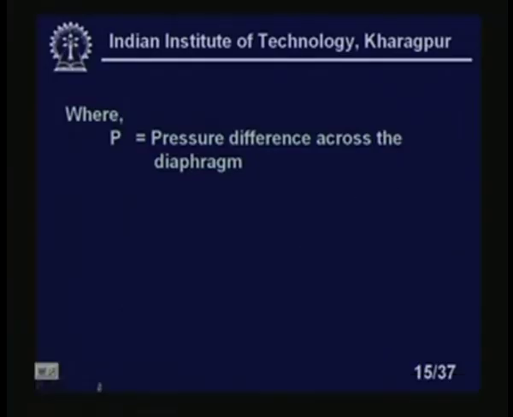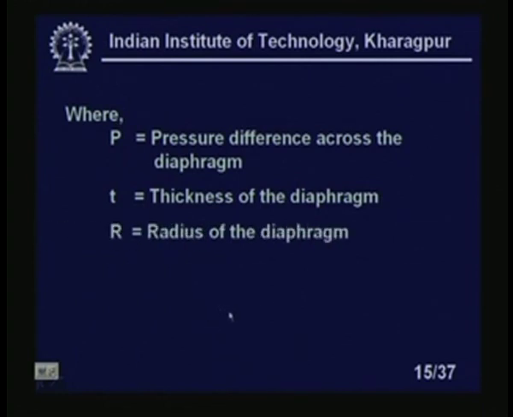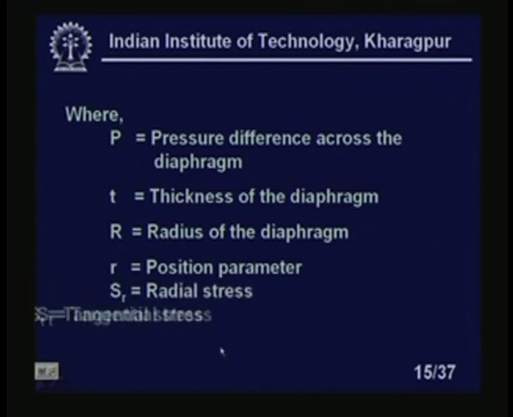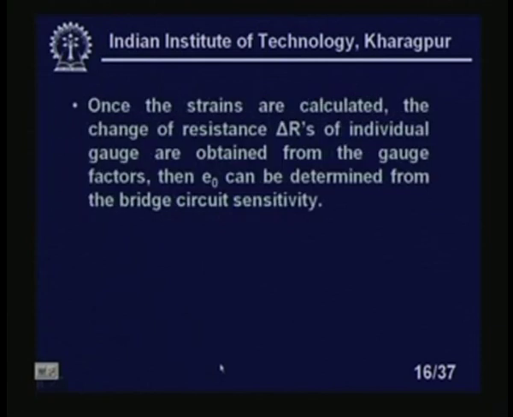Let us look at the notations. T is the thickness of the diaphragm. This is very important. It relates to the linearity of the sensor. Then we have the radius of the diaphragm, or outside radius of the diaphragm. Then we have Poisson's ratio. Position parameter, I am sorry, this is a position parameter, so I will tell you what that is actually. Then SR is the radial stress, ST is the tangential stress, and once the strains are calculated, the change of resistance delta R of the individual gauge is obtained from the gauge factors, then E naught can be determined from the bridge circuit sensitivity.